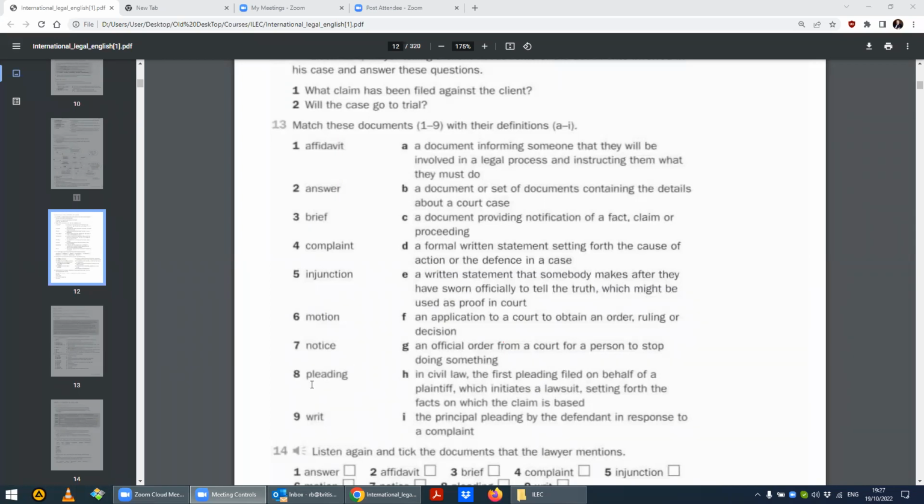And a pleading, remember that word from the priests? A pleading is a written document setting out the main points of the case. It could be from the complainant, or it could be from the respondent or defendant. And a writ. A writ comes from 700 or 800 years ago, when you had to put your claim in writing.